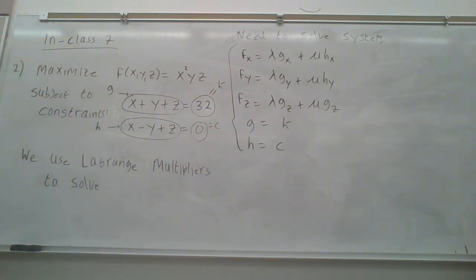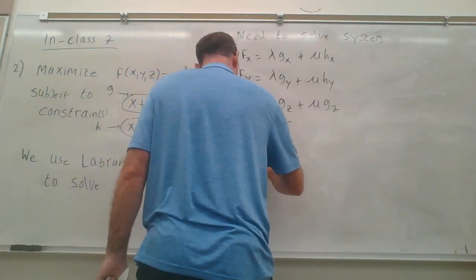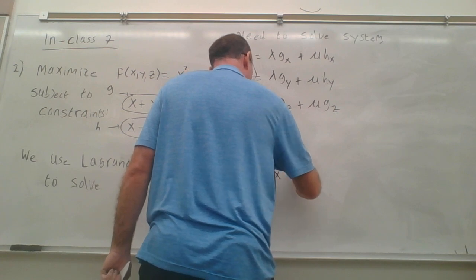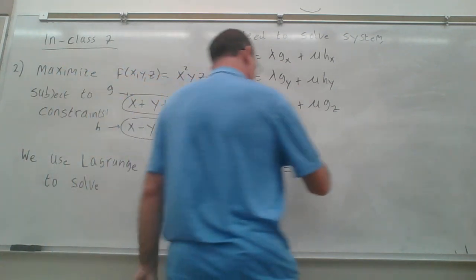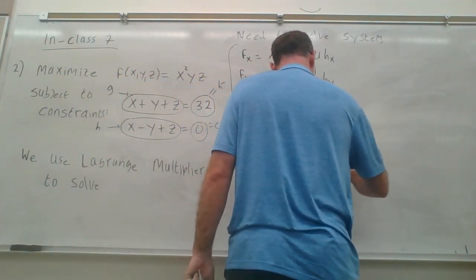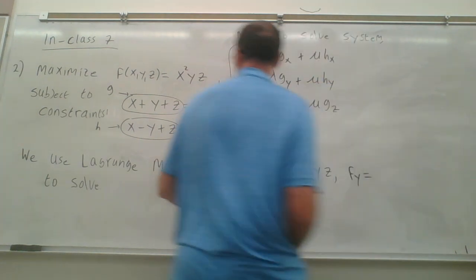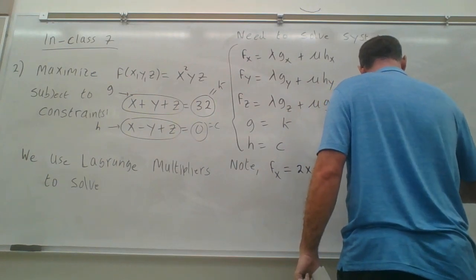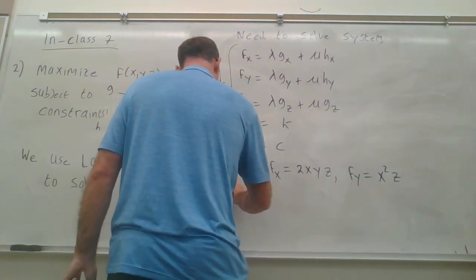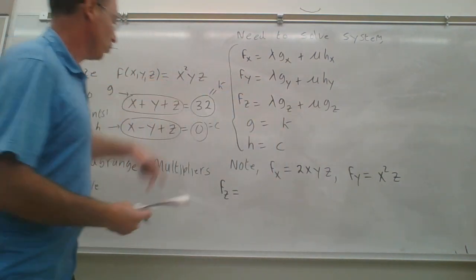Okay, so let's start finding these things here. So note here, f of x in our case, here's my f up here, so it's going to be 2xyz. f of y will be x squared z. f of z will be x squared y.